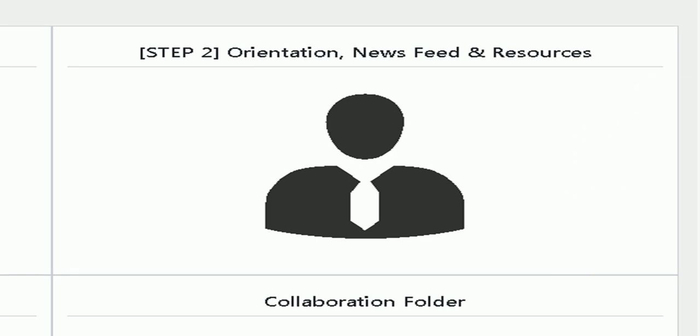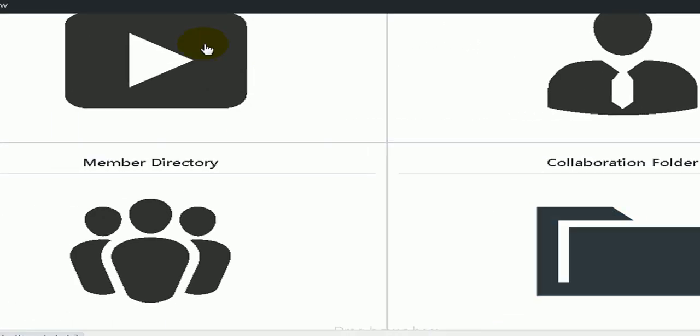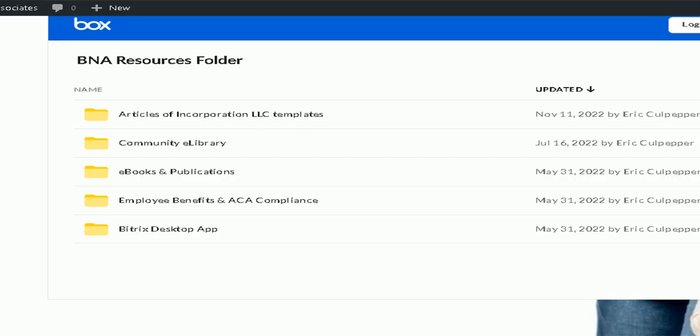When you first log in, you will see your dashboard icon listed as Collaboration Folder. You would simply click to open the page. You will then see Community Library. You can click this link to review all of the publications in that folder.